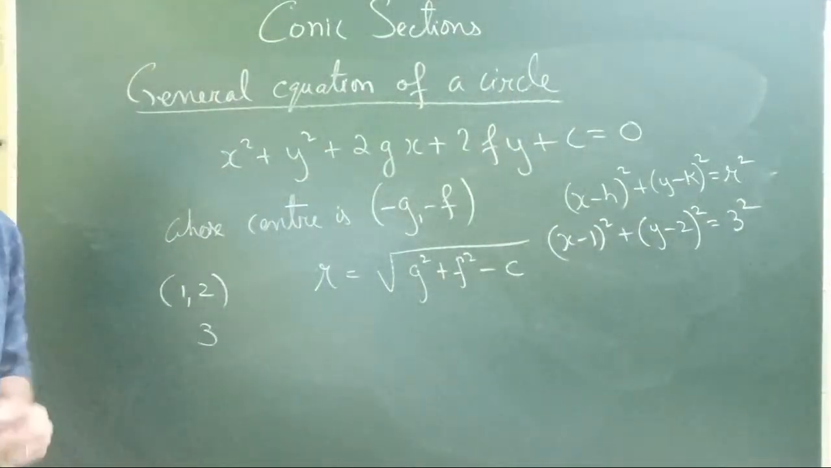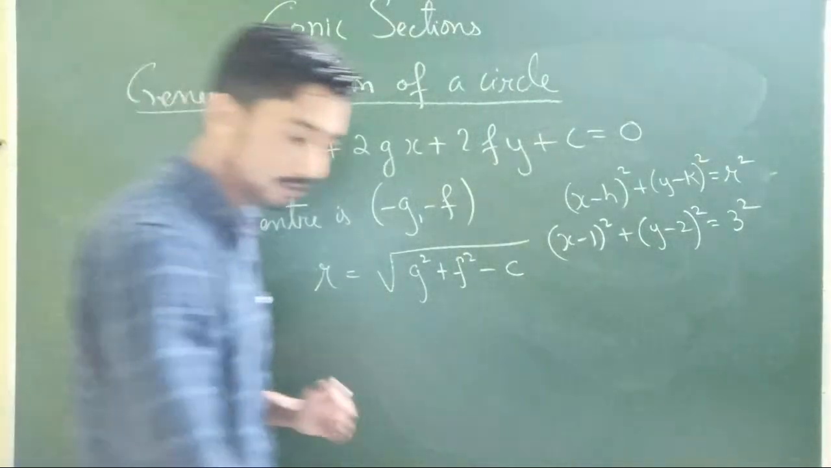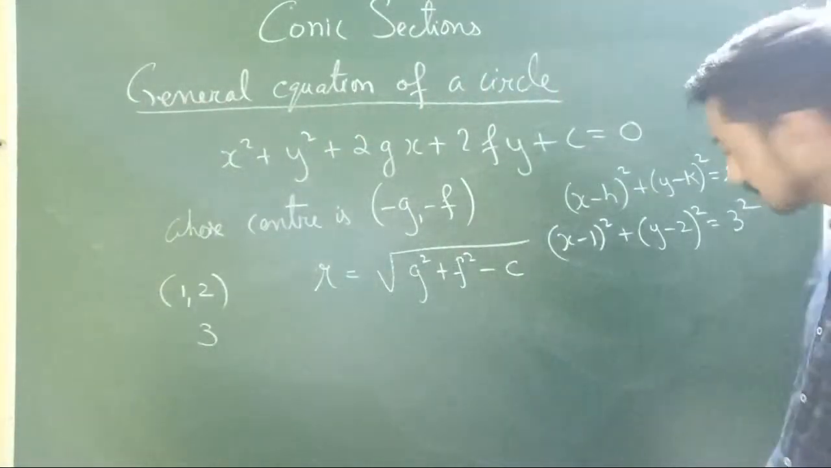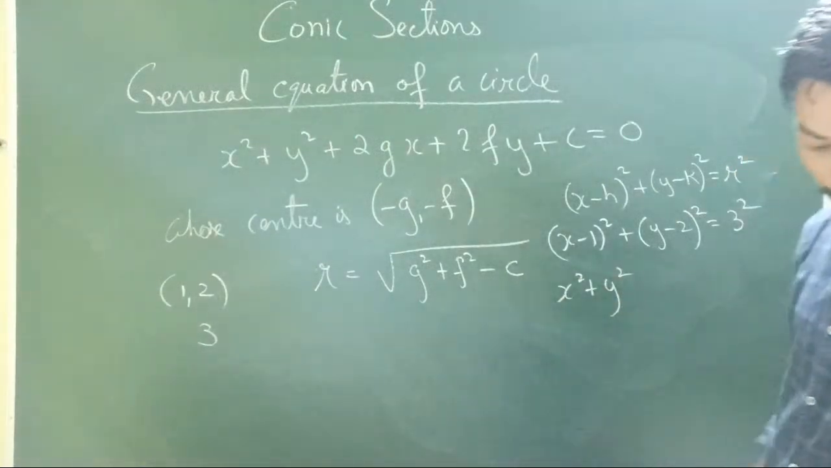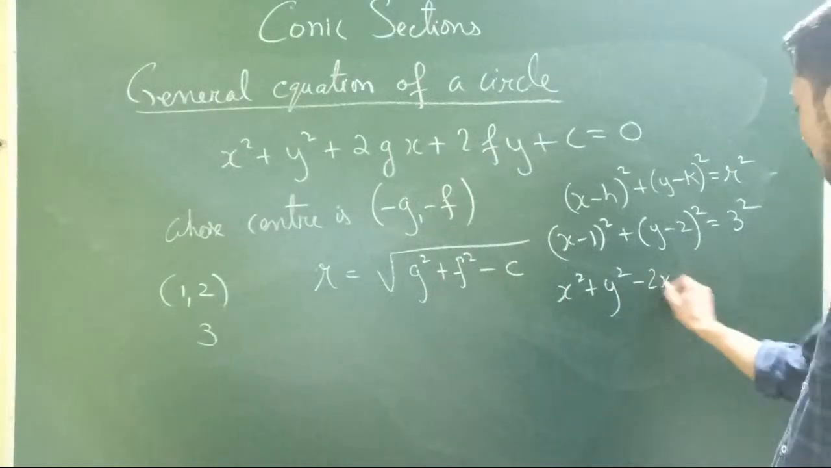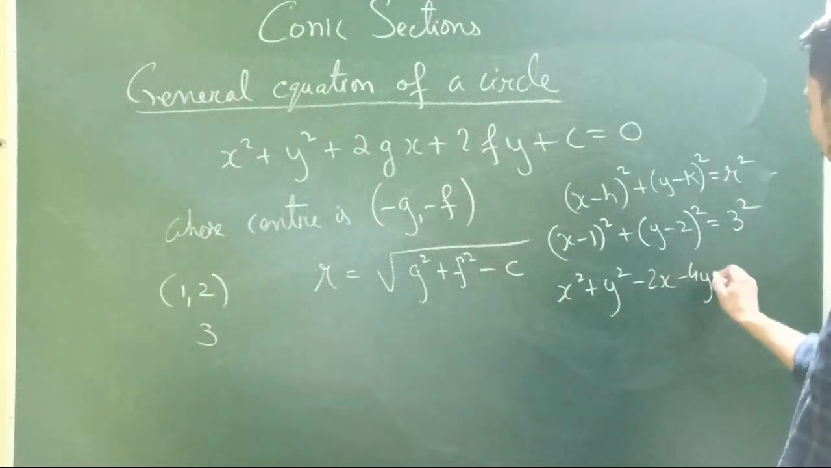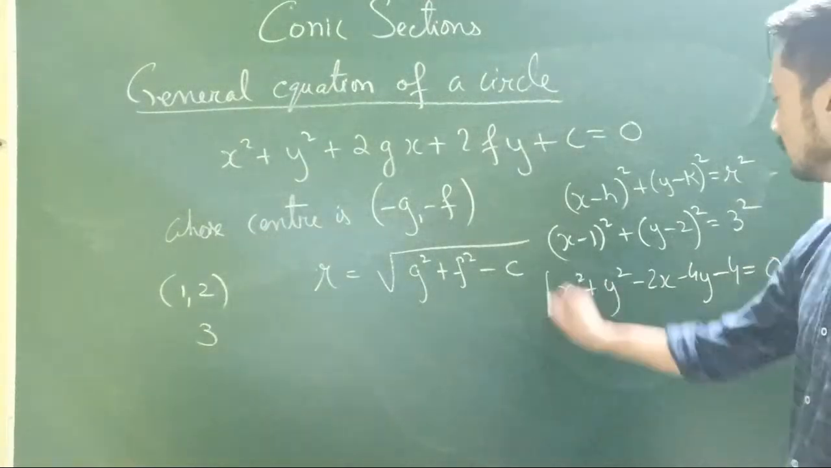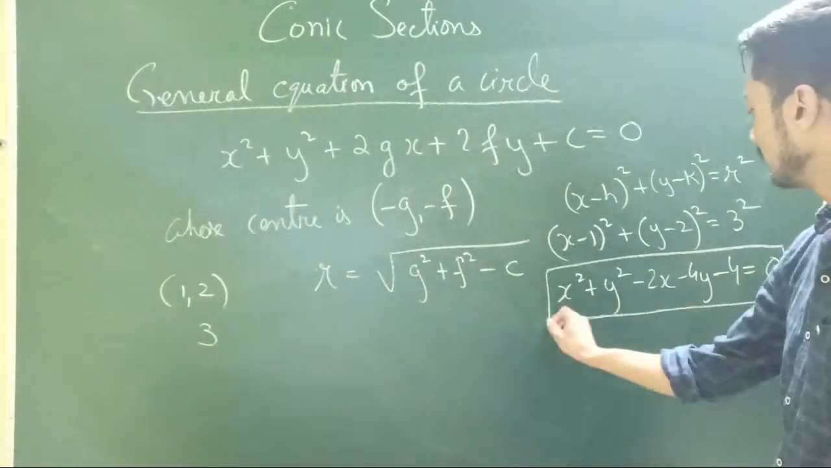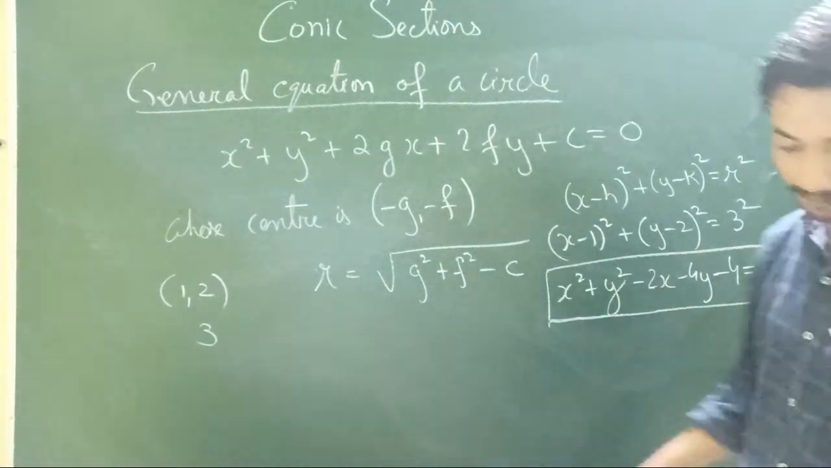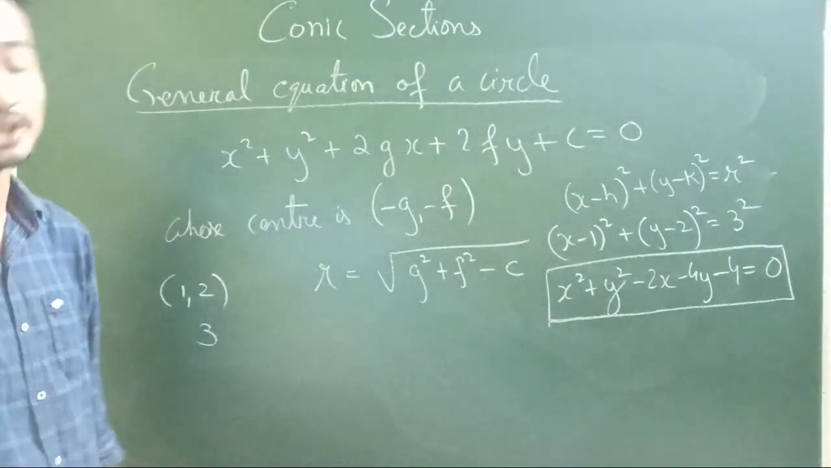And then if we just simplify and solve, I've solved it before for you, so if we just expand this and solve, we are going to get x square plus y square minus 2x minus 4y minus 4 equal to 0. Just to save some time I solved it. If we expand and simplify this, you will get this kind of an equation: x square plus y square minus 2x minus 4y minus 4 equal to 0.